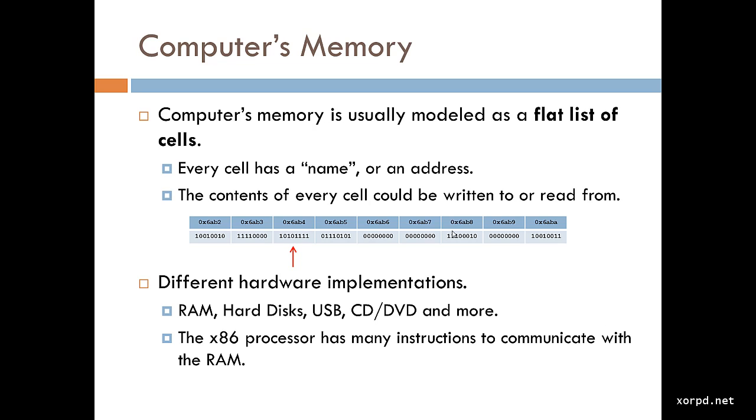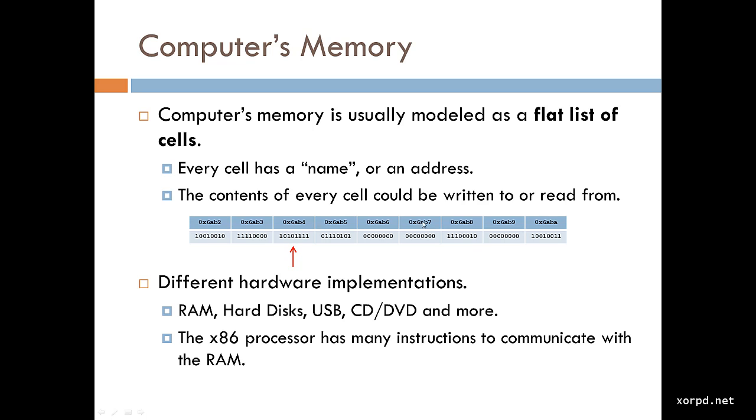Computer's memory. The computer's memory is usually modeled as a flat list of cells. This is also known as the flat model of memory. Every cell has a name or an address. The contents of every cell could be written to or read from. This is a very simple illustration of what a memory would look like. Usually that's how people write it on paper when they refer to memory.